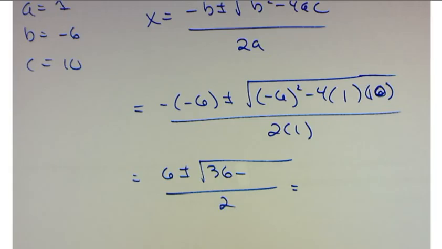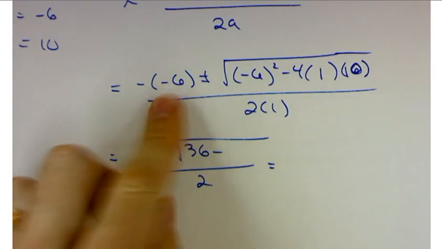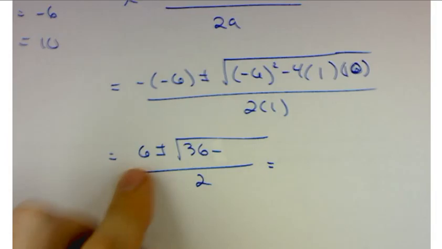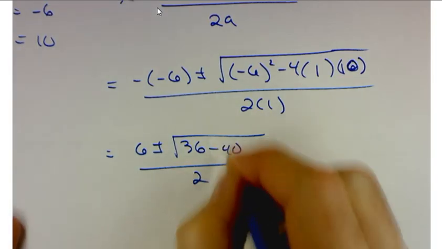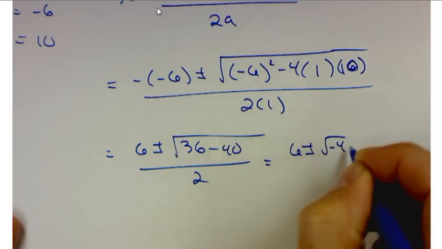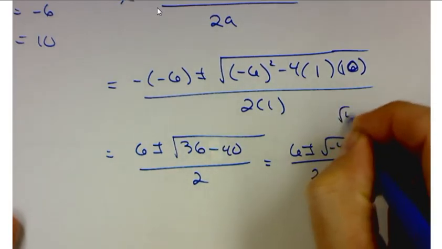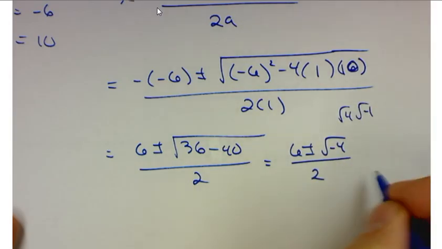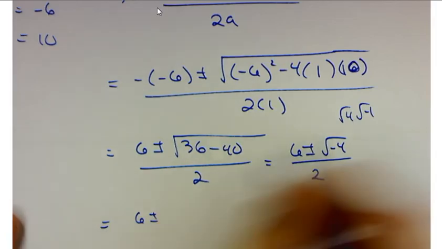All right, so as we simplify this, double negatives cancel. I get a positive 6. 36 minus 40 gives me 6 plus or minus the square root of negative 4 over 2. That negative 4 can be written as the square root of 4 times the square root of negative 1. So overall, I get 6 plus or minus 2i over 2.